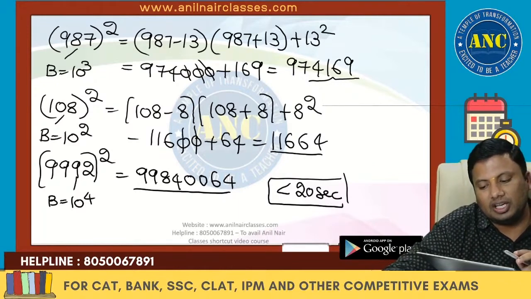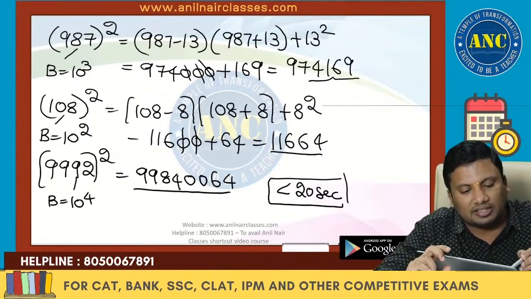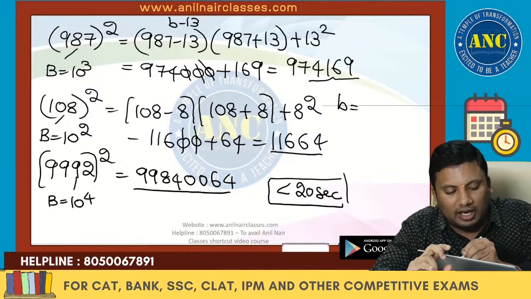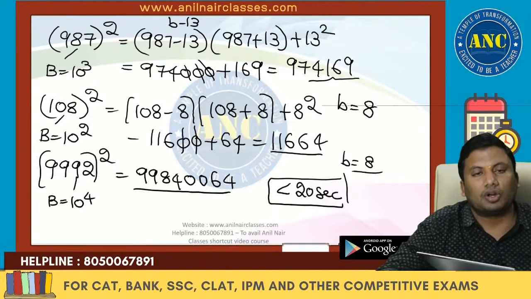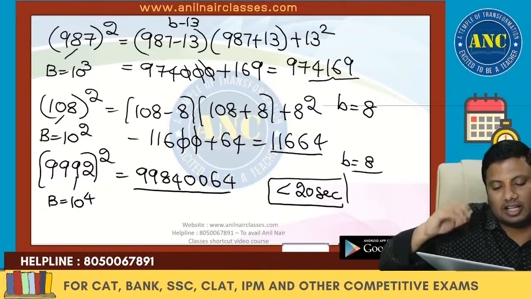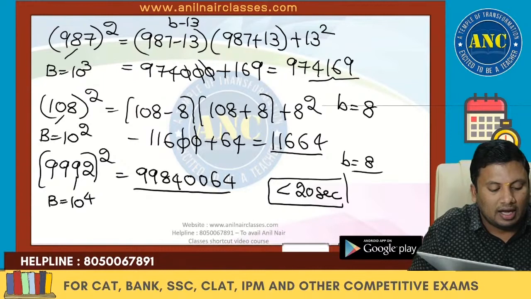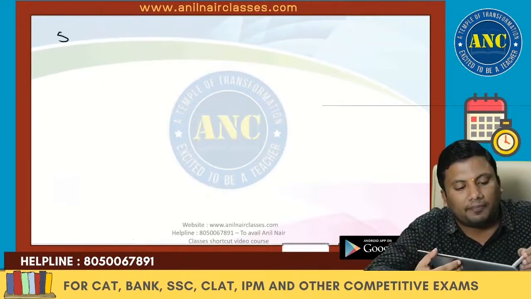987 minus 13, 987 plus 13, plus 13 square, because the difference is 13. b is 13. Here b is 8. Here b is also 8. I took numbers less than 10 power k. I took numbers greater than 10 power k.